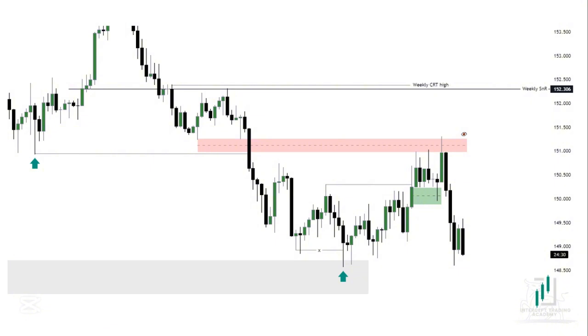So like I said, the next thing that you have to take note of is your external range liquidity. Remember, from internal range to external range liquidity. So our draw on liquidity mainly was this weekly fair value gap. So after noticing that there was an internal range liquidity here, I knew with confidence that the market would be drawn to this internal range liquidity and move towards our weekly draw on liquidity, which was this fair value gap.